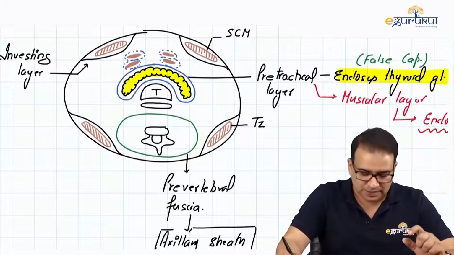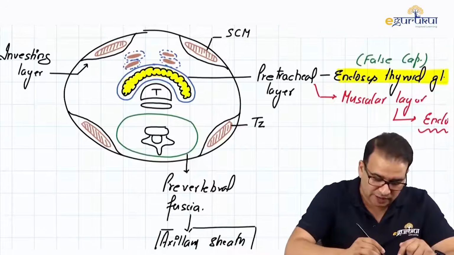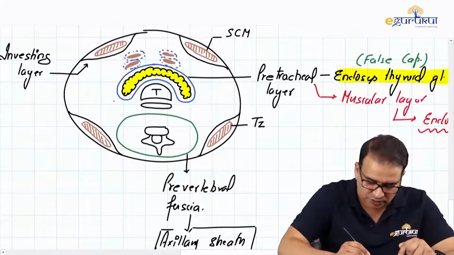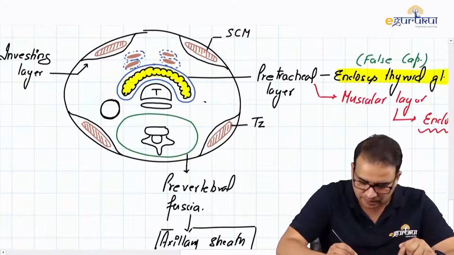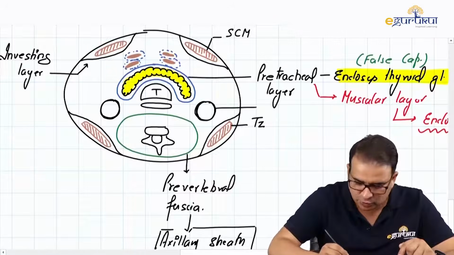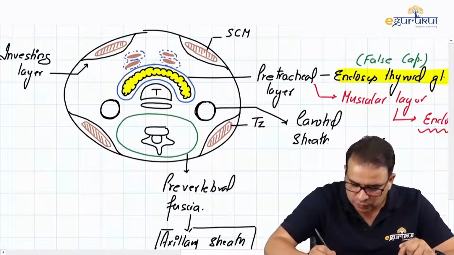Carotid sheath is located just posterolateral to thyroid gland. So if I have to put a thyroid gland in here, it is posterolateral to thyroid gland. So carotid sheath is somewhere here. Look at that. Posterolateral. This is where carotid sheath is present. Let me just label it on one side. We'll discuss it separately. This is carotid sheath, which we already mentioned.